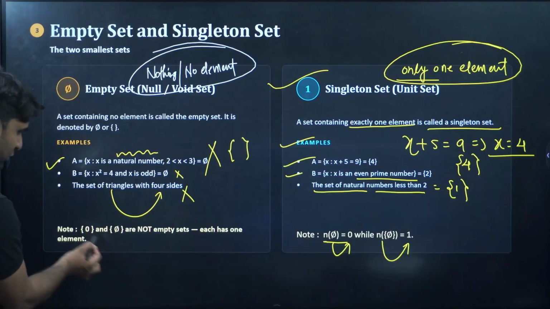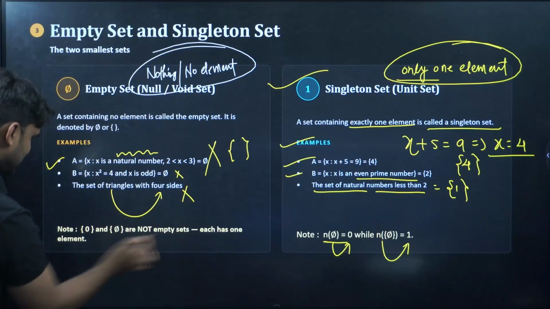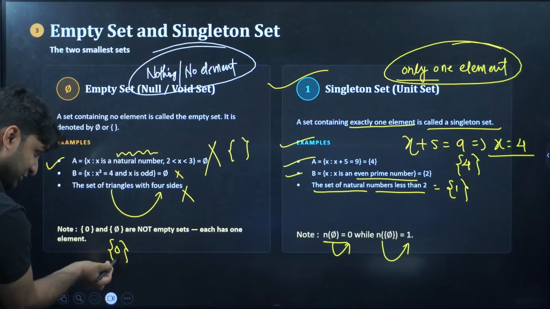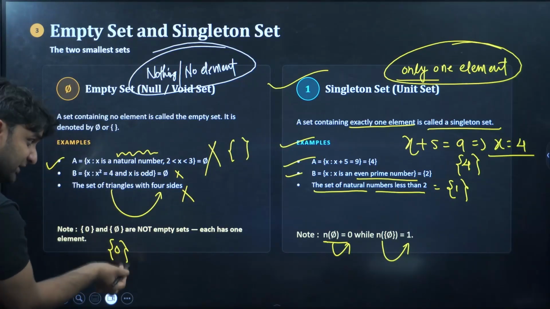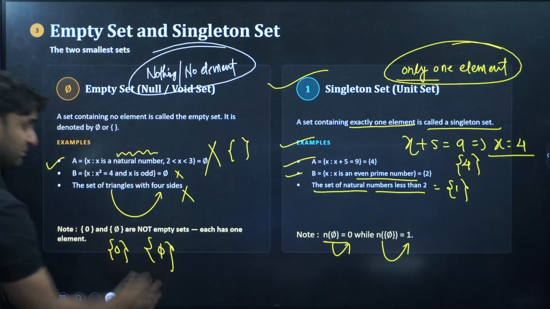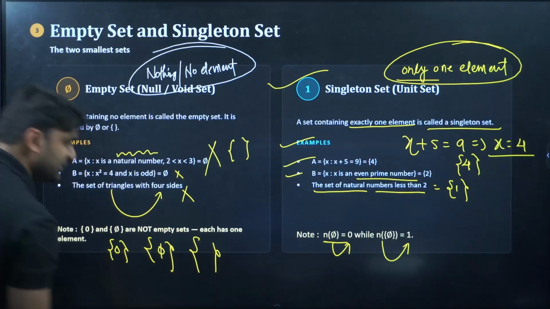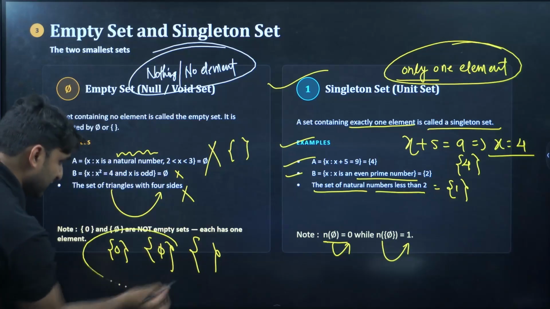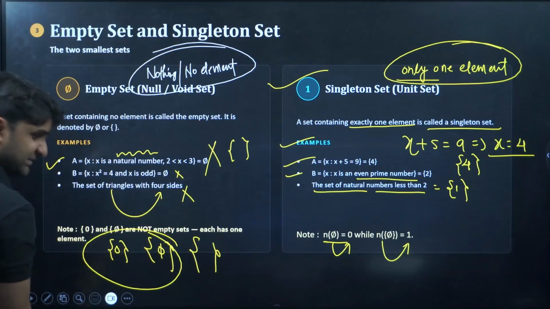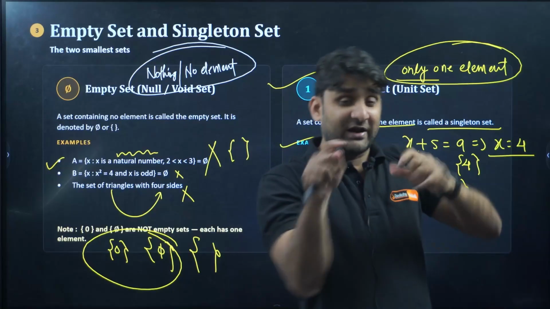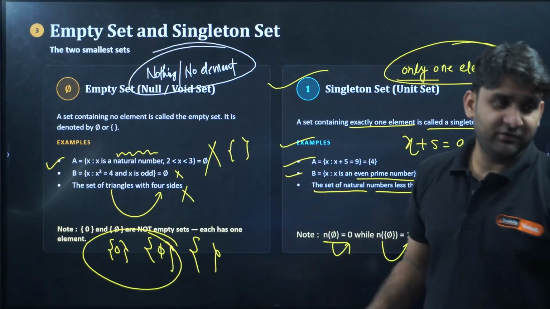So {0} and {5} are not empty sets; each has one element. If we write 0, 0 is an element, and if we write 5, 5 is an element. But if there is nothing, this represents the null set or empty set. Don't write 5 in curly braces, otherwise the definition will change.